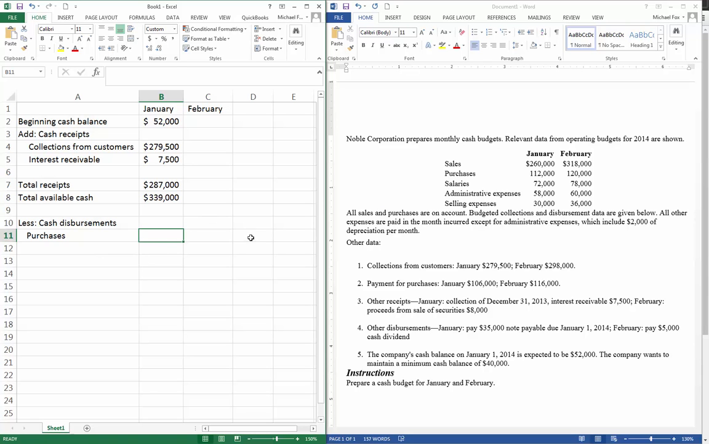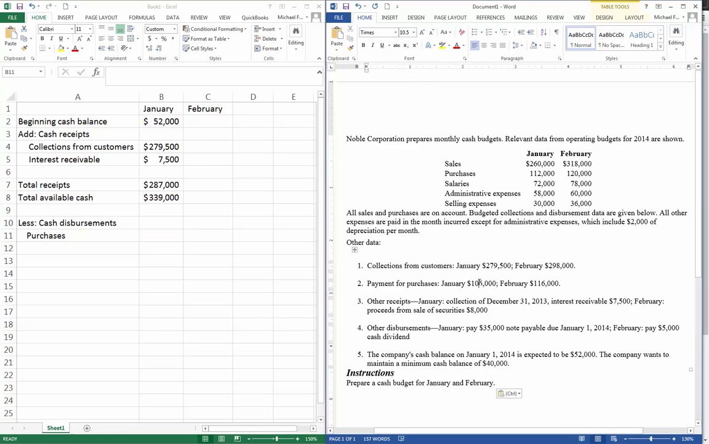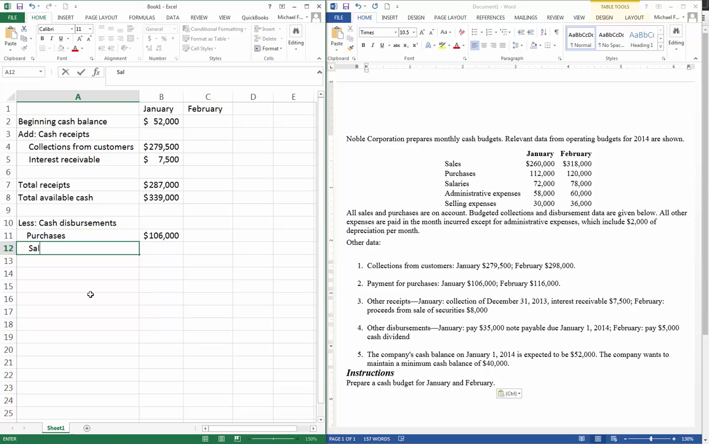All right. So our purchases for the month are $112,000. But we didn't pay for all of it. So even though there's $112,000 up here, we're only paying $106,000. What that means is the remaining $6,000 we'll be paying in a future month, right? If you think about it, you don't always pay for everything in cash the month you purchase it. So that's why we'll use this number, 106,000. Salaries, it says all other expenses are cash. So our salaries expense is 72,000.